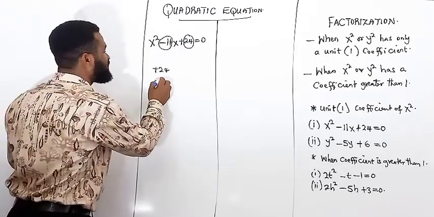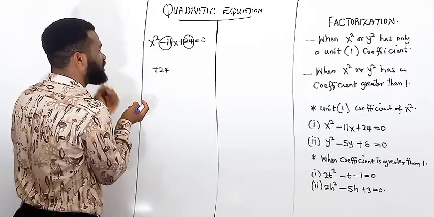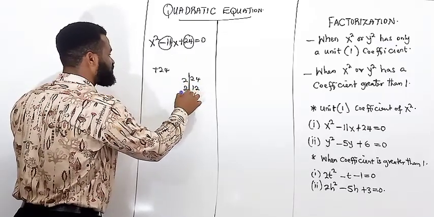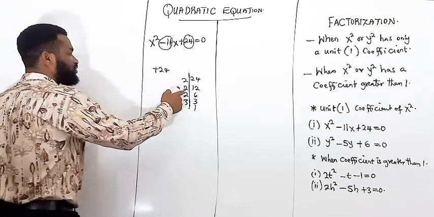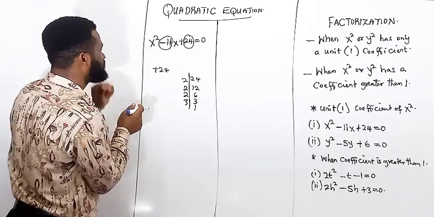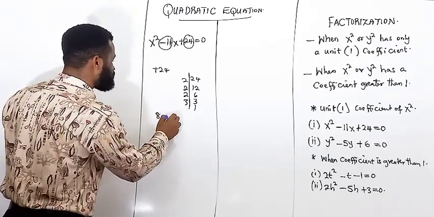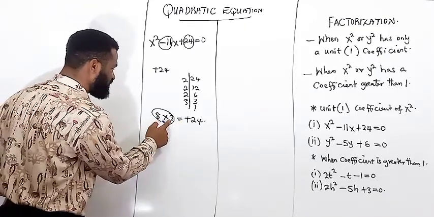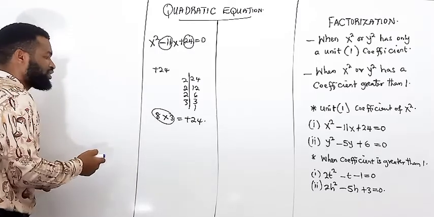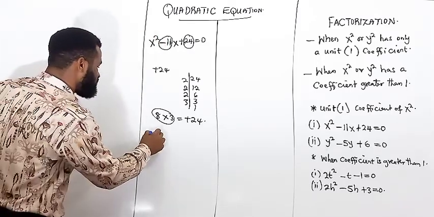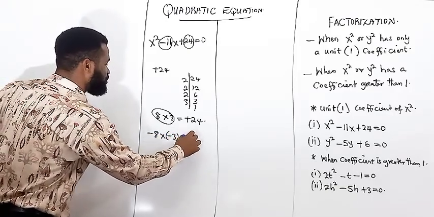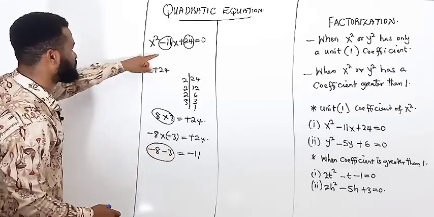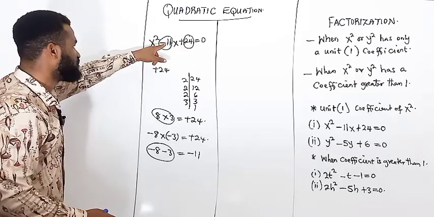I'll ask myself, what are the factors of 24 that can add together to give me minus 11? Remember, we have 8 times 3 is plus 24. These are the factors of 24. Now, 8 plus 3, will it give me 11? Yes, but it cannot give me minus 11. It's only minus 8 times minus 3 that is plus 24, and minus 8 minus 3 is minus 11. Therefore, minus 8 and minus 3 are the factors of 24 that give me minus 11 when I add them.